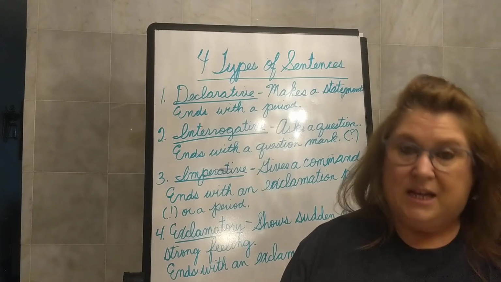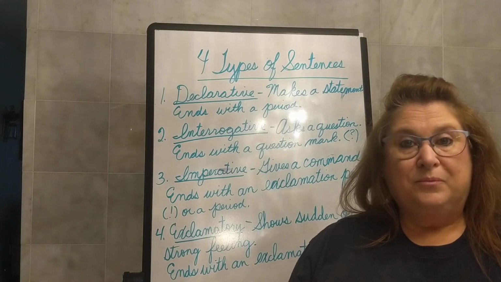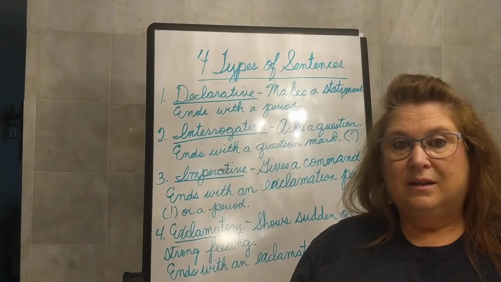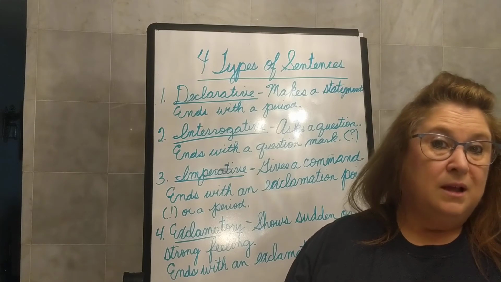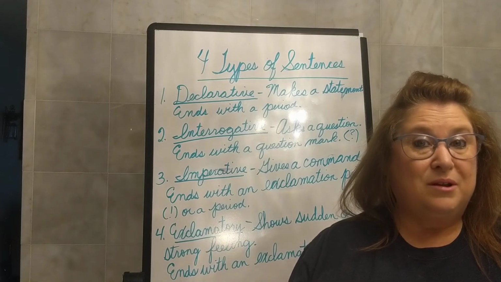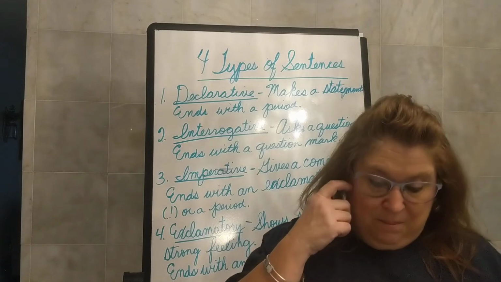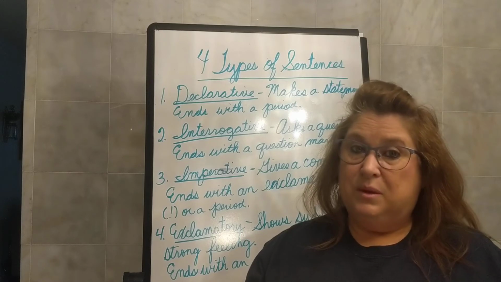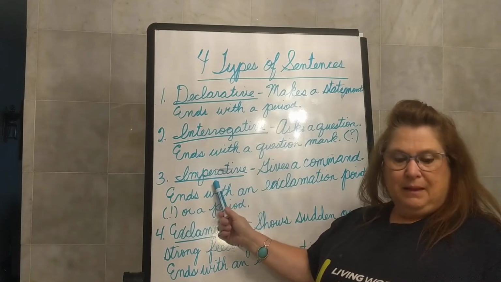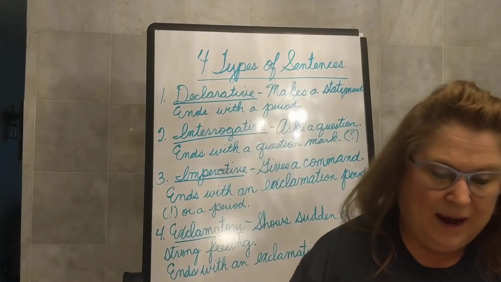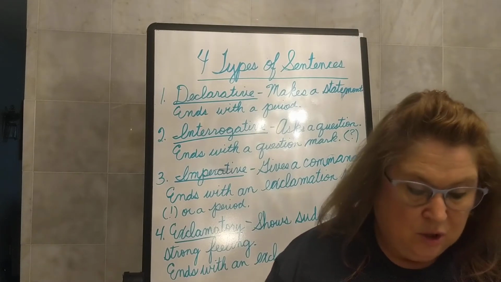Number 3, make a joyful noise unto the Lord. What is this sentence doing? Make your bed. Do the dishes. Make a joyful noise unto the Lord. It's giving a command. So this sentence will end with a period. And what kind of sentence gives a command? An imperative sentence. You will write imperative on the line. Look at page 45.